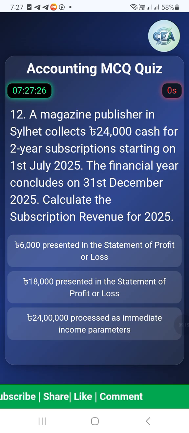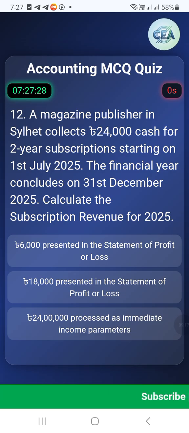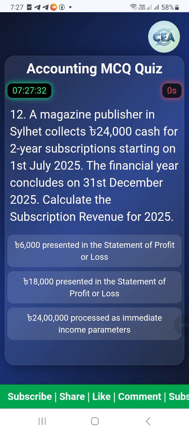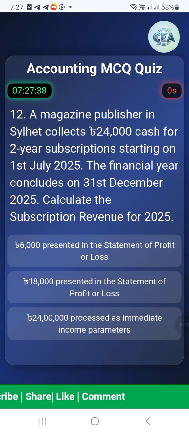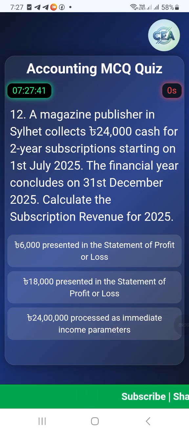Option 1. 6,000 takas presented in the statement of profit or loss. Option 2. 18,000 takas presented in the statement of profit or loss. Option 3. 2,400,000 takas processed as immediate income parameters.